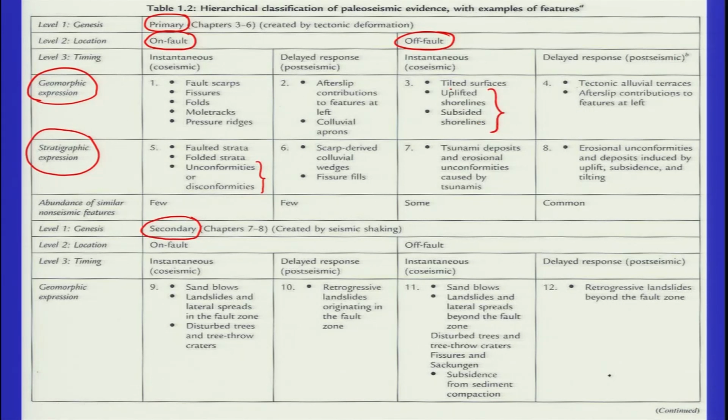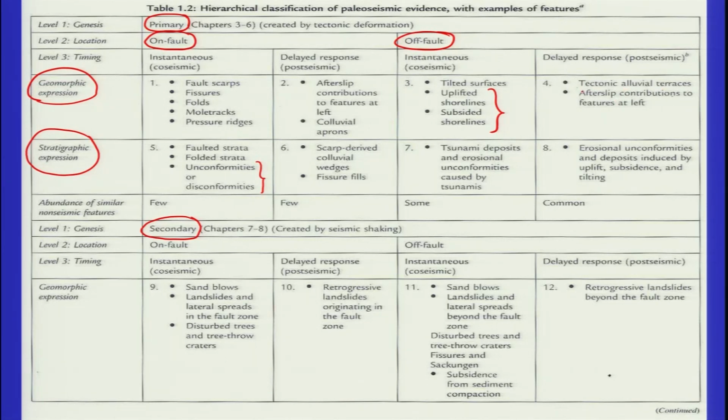Of course you will also see, but close to the on fault you will come across the uplifted terraces and all that. And then the delayed response, very similar to what we were looking at on the on fault. This is what we will see. Off fault will be tectonic alluvial terraces, because the delayed response will result in erosion and the incision of the channels, which will result in the formation of terraces.